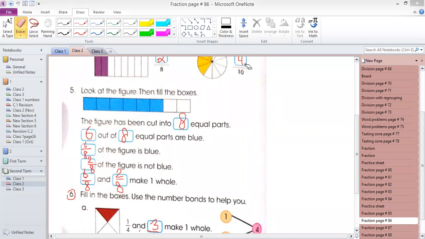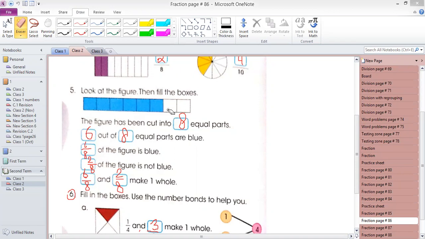Out of dash equal parts are blue. So 8. Now how many are blue? 1, 2, 3, 4, 5, 6. 6 are blue. So 6 out of 8 equal parts are blue. When 6 out of 8 equal parts are blue, you are able to write the fraction that 6/8 of the figure is blue.